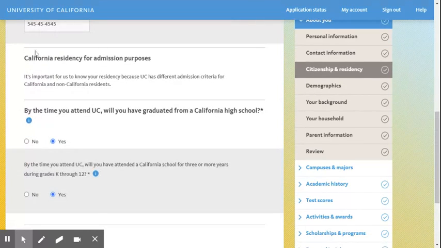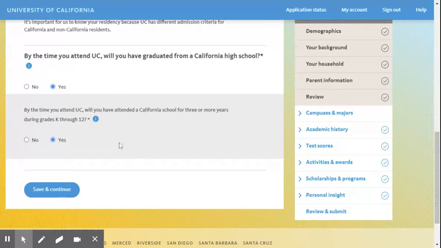In terms of California residency, it means that you lived in California for all intents and purposes for this part of the UC application. Okay, so you are a resident if you live here in California. And then when you graduate from California high school, make sure you hit yes.